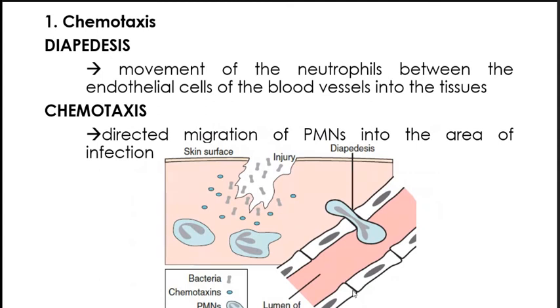You have your chemotaxis. What is chemotaxis? This is the directed migration of your polymorphonuclear cells into the area of infection, so that the movement of the neutrophils between the endothelial cells of the blood vessels into the tissue is now termed your diapedesis.